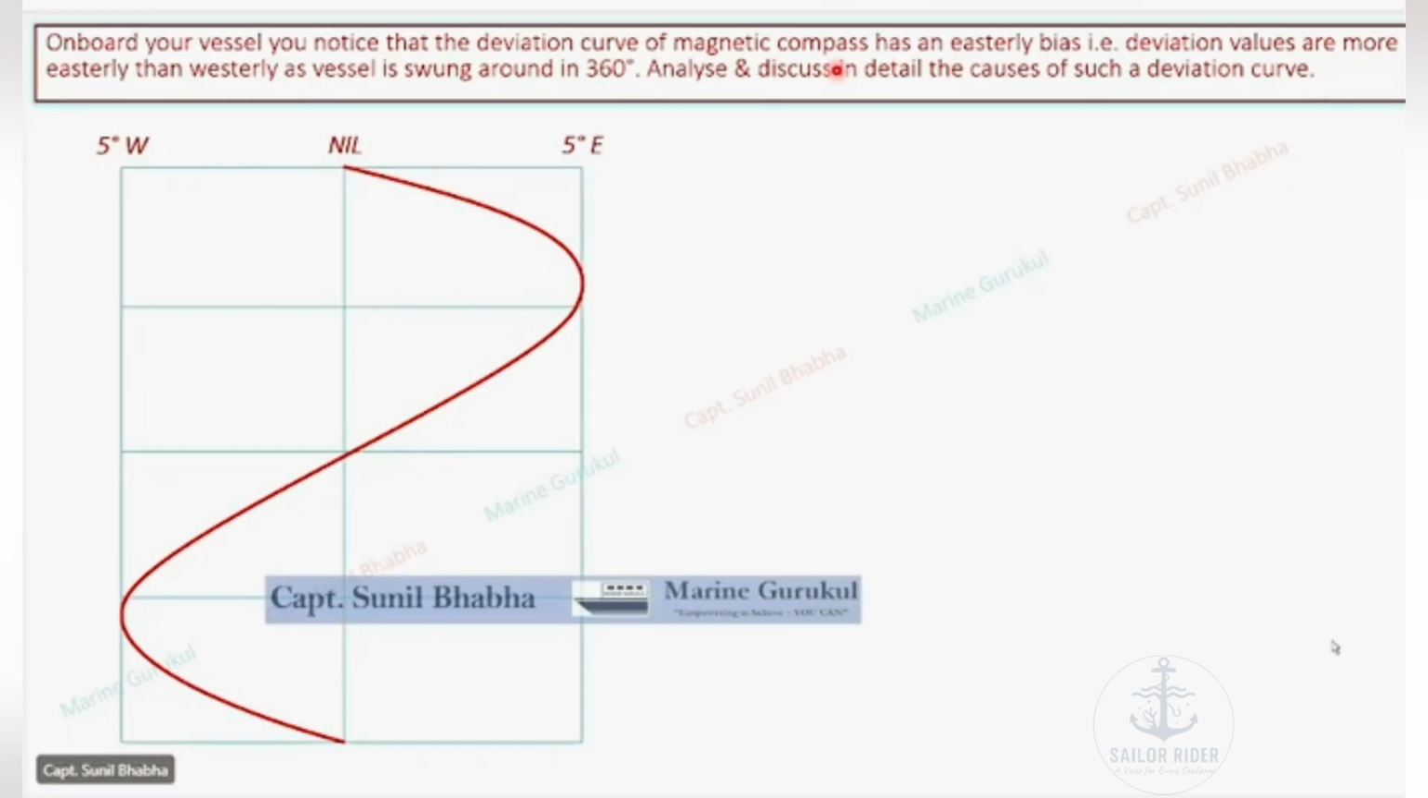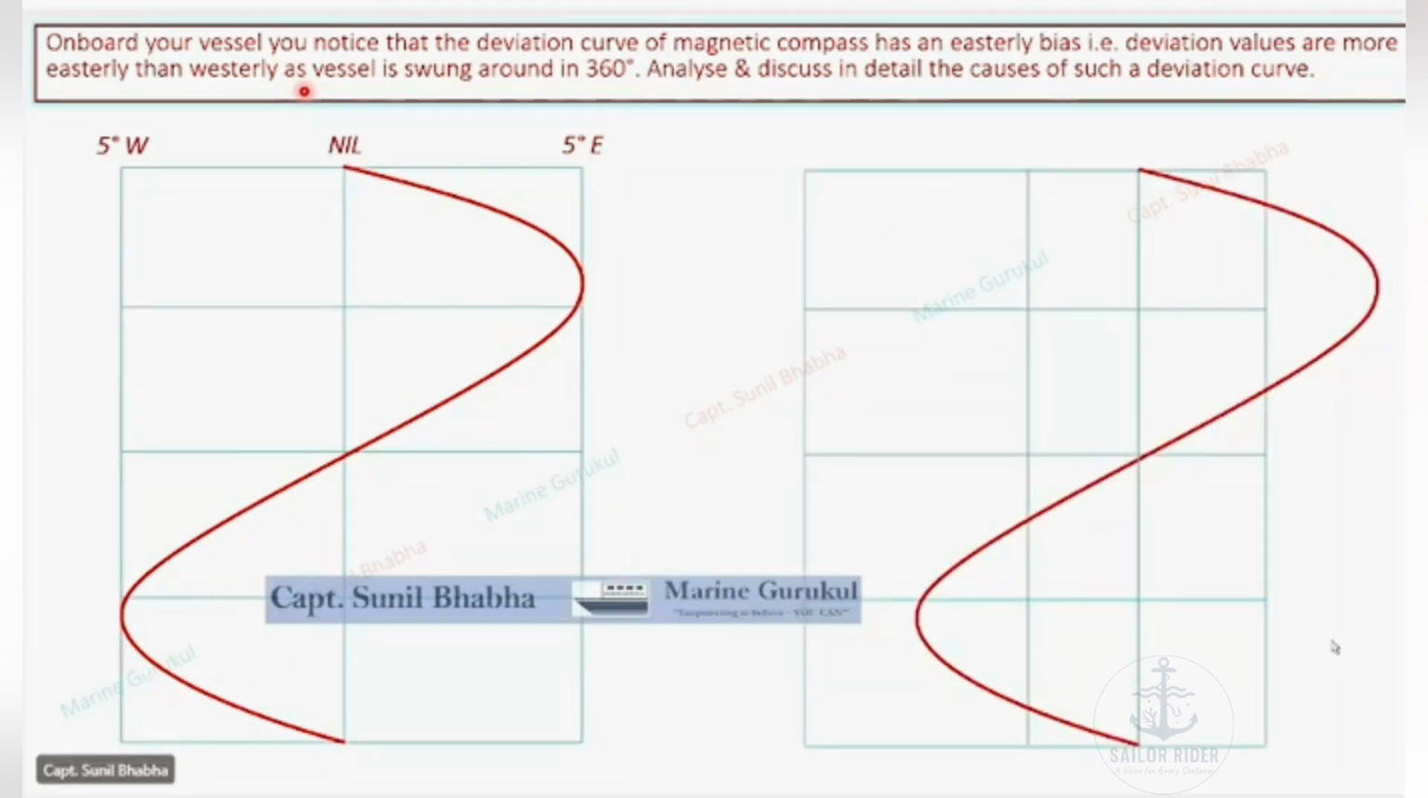Now the question says that on a particular ship it has an easterly bias, that is deviation values are more easterly than westerly. So let me show you what the question means. Now you see a different deviation curve, and if you notice, it has shifted in the easterly direction by this much value. You see this yellow color arrow. Basically the curve has shifted to the eastern side. The right side is the easterly deviation. So it has shifted to the easterly side by a fixed value. Let us assume that it has shifted by 2 degrees east.